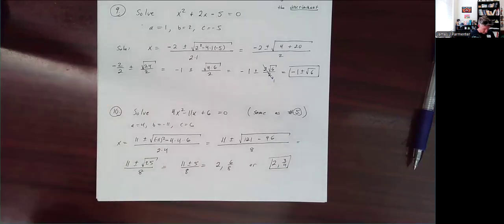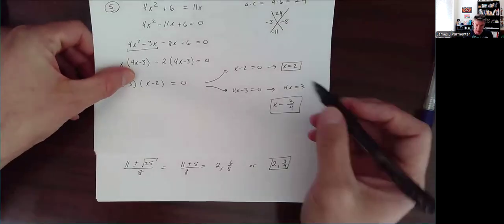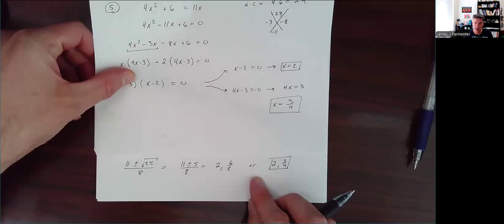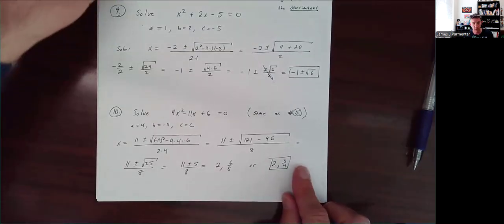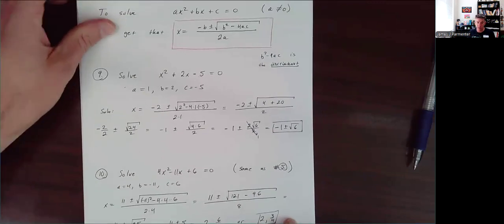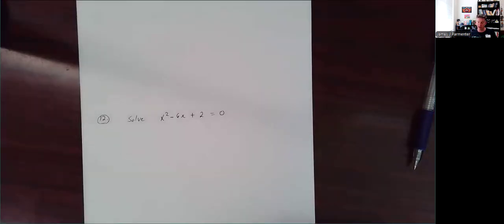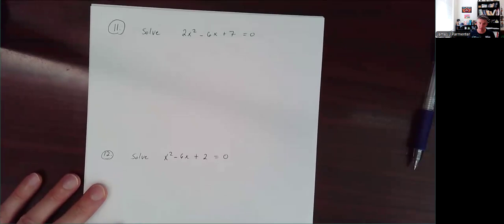Which if we look back at problem 5 from a minute ago, we can see that, oh yeah, those are the same as the solutions we got. X equals 2 and x equals 3/4. So either way you want to solve it, totally fine. You can factor if it's factorable. If it's not factorable or it seems like factoring is going to be terrible, you can use the quadratic formula.